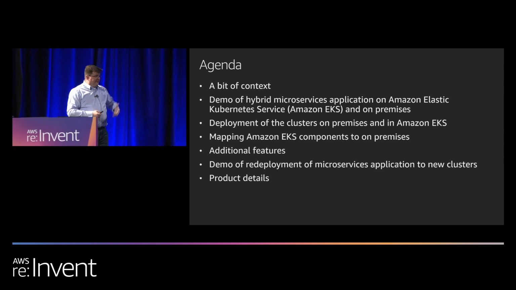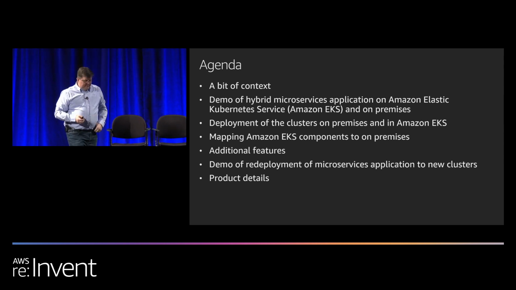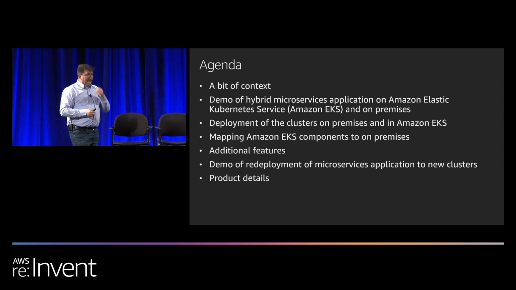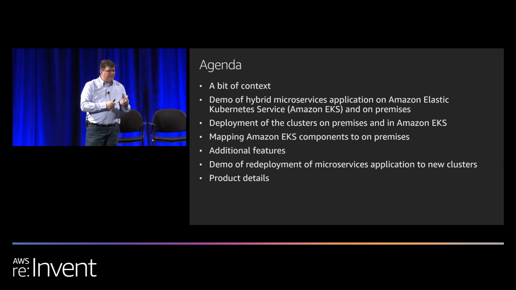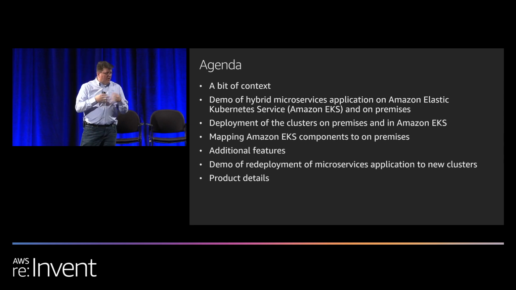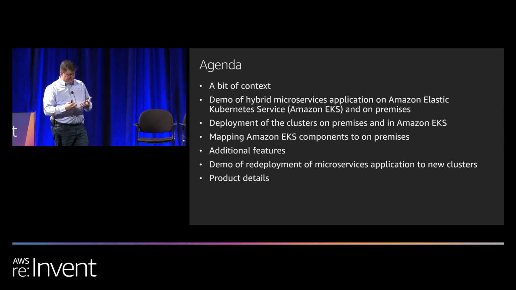So real quick, I'm just going to go through the agenda with you here. I'm going to start off with a bit of content about Kubernetes and this whole solution. And then actually, I'm going to start at the end where I'm going to show you the application that we've got running on both an on-prem Kubernetes cluster and an Amazon EKS cluster. Show you how this application is able to run on both of these solutions.